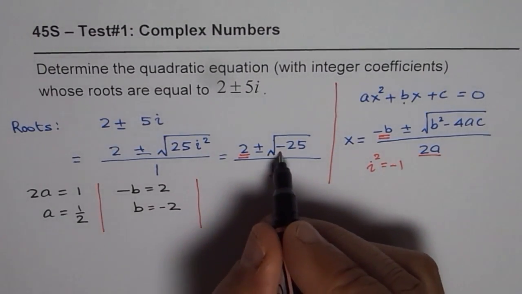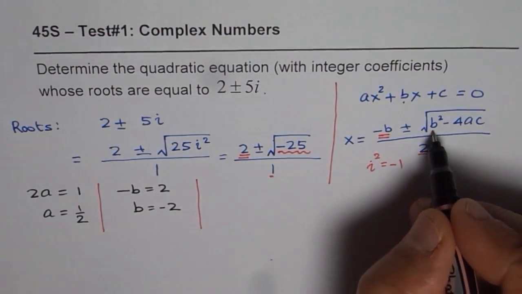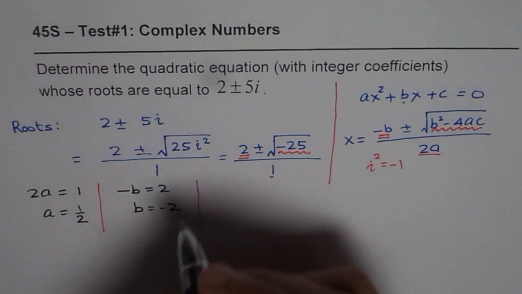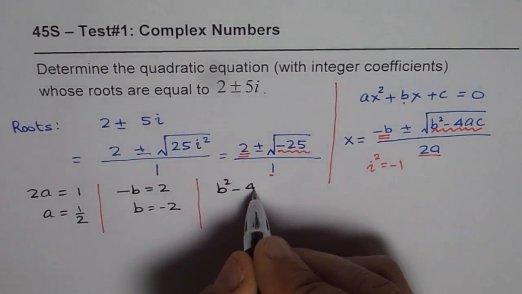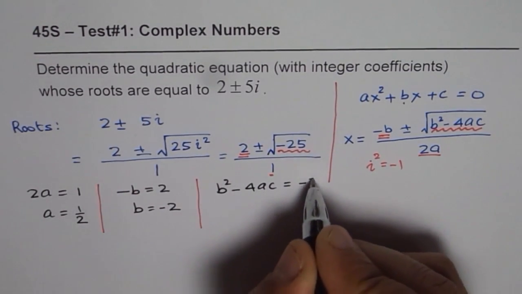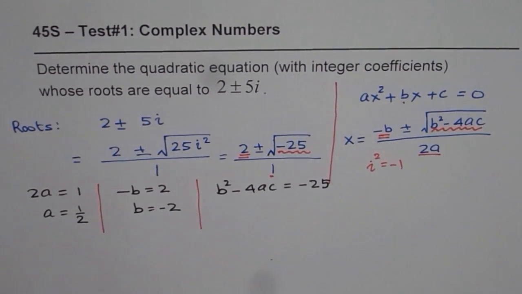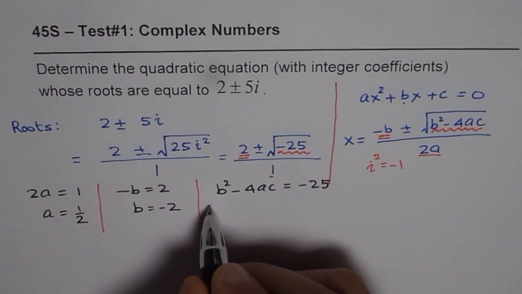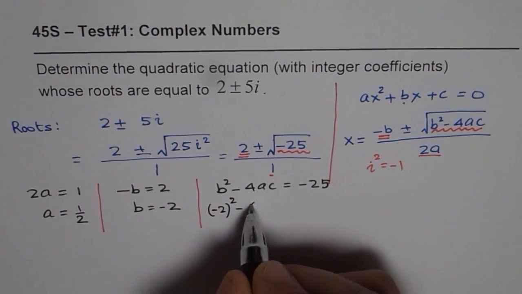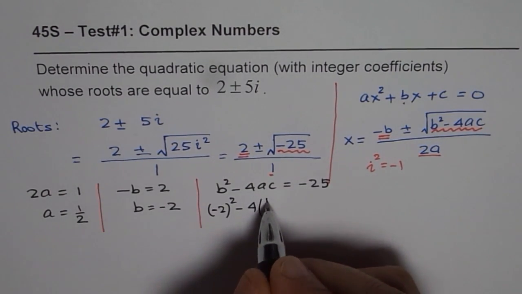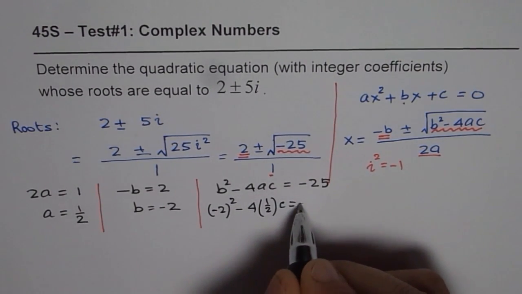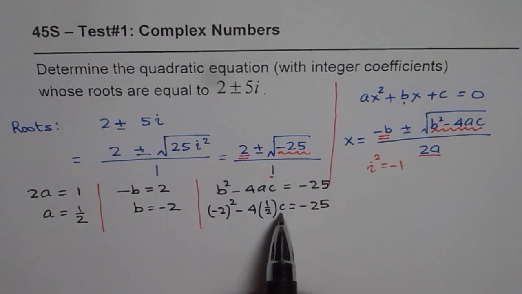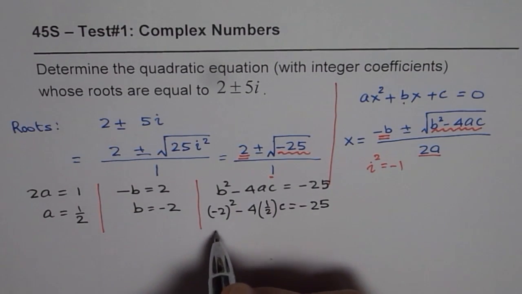And now let's look into this part. It says b squared minus 4ac should be equal to minus 25. That is what it says. Now what is b? b is minus 2. So we'll substitute minus 2 here: minus 2 squared minus 4 times a, which is half, times c is minus 25. Do you see that? Now in this equation we have only one variable which we can find. So let's solve for that.